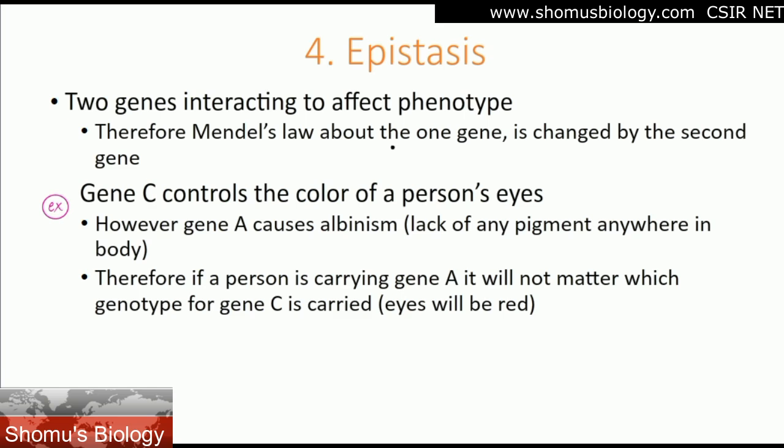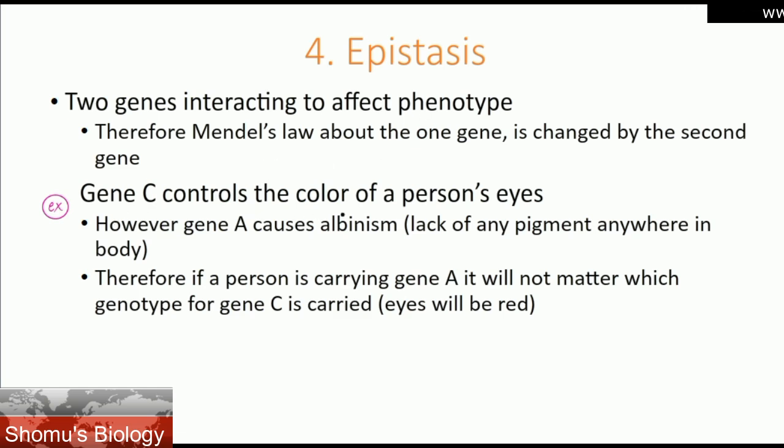Epistasis is a situation where two genes interact with one another, affecting the expression of one another. One gene and the gene product affect the expression of the phenotype of the other gene. Gregor Mendel told us that there is no gene interaction; they work separately, or independently. But now we know that they are not always working independently. One gene can influence the expression and the phenotype of the other gene. That is epistasis.